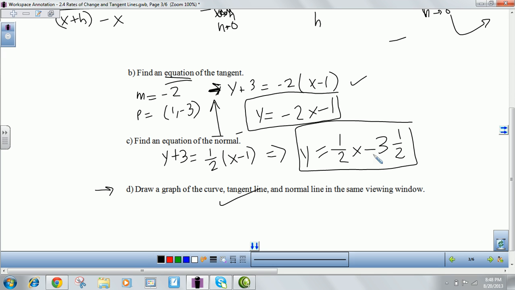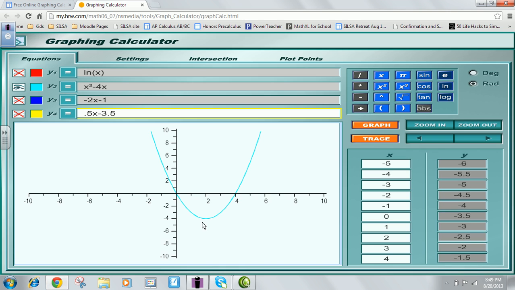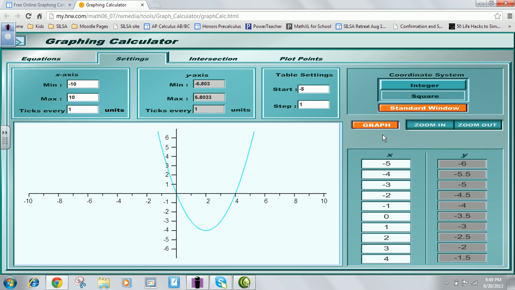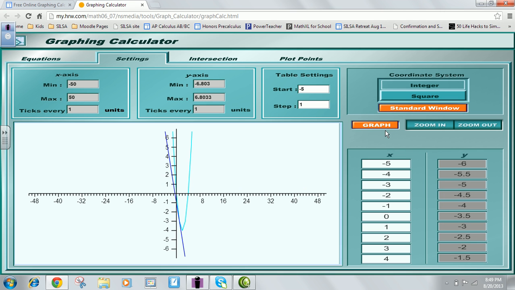Okay, then go ahead and draw them in the same viewing window. So what you need to be able to do is graph them together. So there's our original. There's our tangent line. So it touches right there. Okay, doesn't go through it. It just touches it. Now here is our normal line. Boom, perpendicular. Doesn't look perpendicular, but if I do a square, boom. Nope, still didn't, huh? Trust me, it's perpendicular.